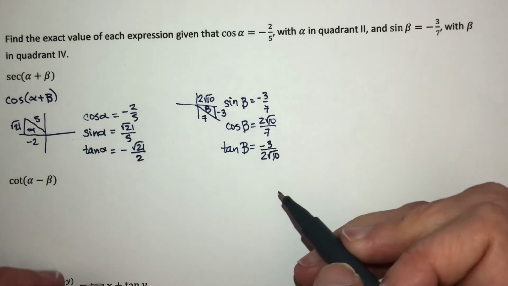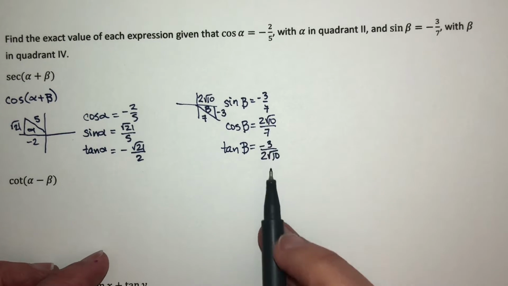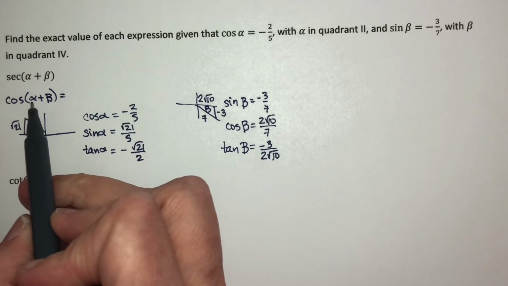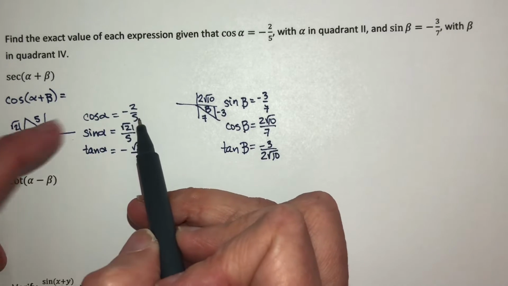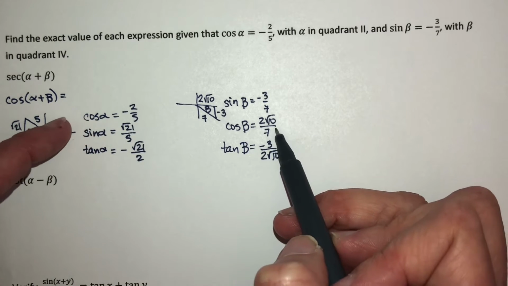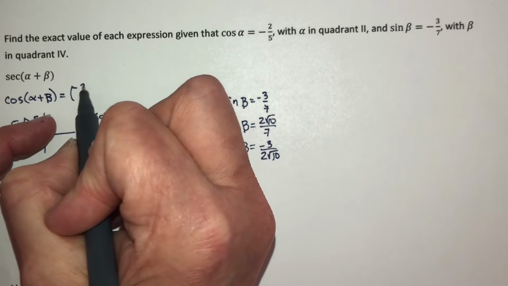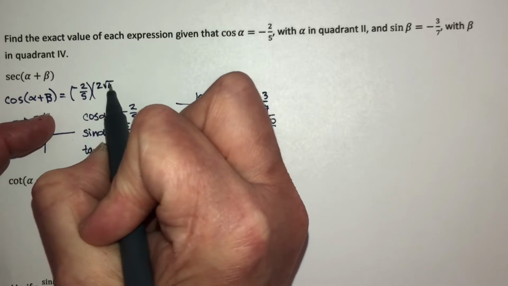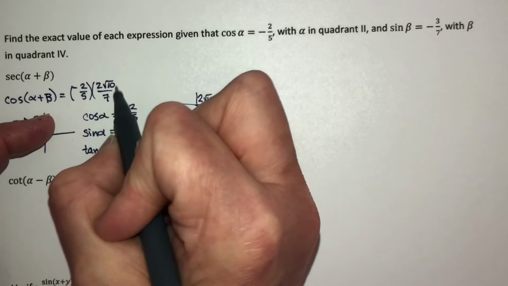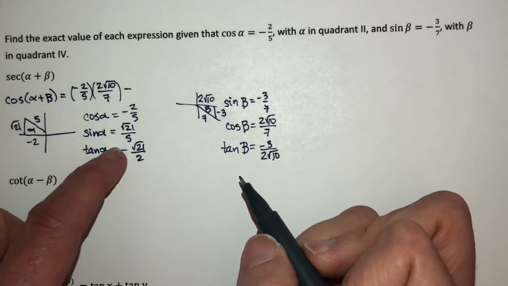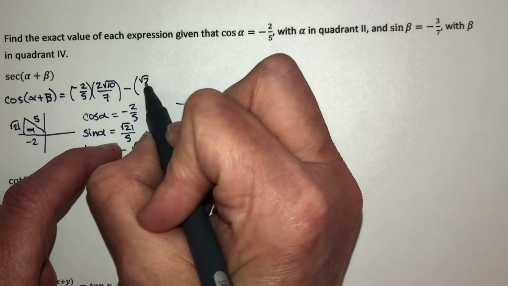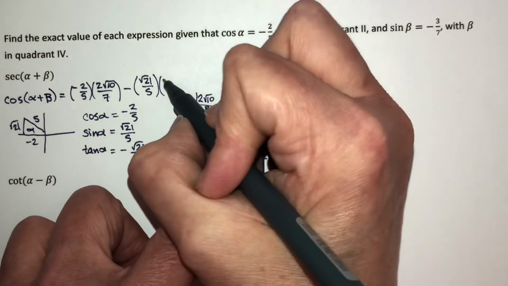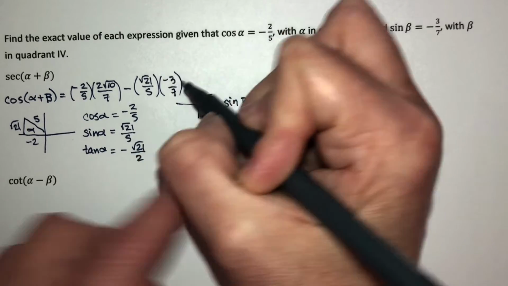I'm not going to rationalize that right now. I might need to later. I can use it later. All right, let's do this cosine thing. This is going to be cosine of alpha times cosine of beta. So I'll have negative 2/5 times 2 square root 10 over 7 minus, now multiply your signs together, square root 21 over 5 times negative 3 over 7.